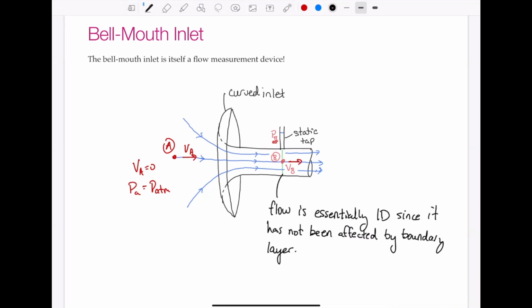So the flow is one-dimensional, it's not affected by the boundary layer, and there is no slip at the wall for a short length. So we're kind of breaking that no slip condition as long as that static tap is located very close to the entrance of that bell mouth.